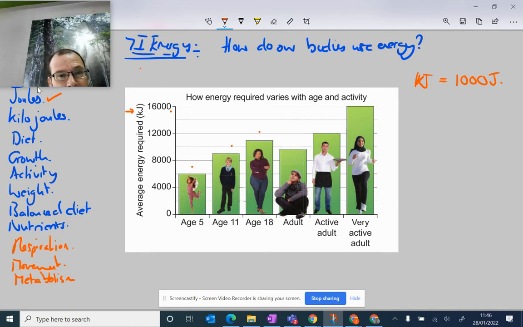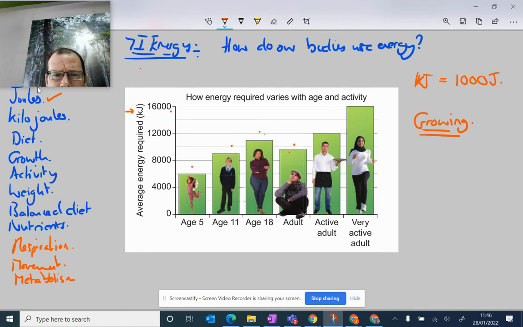And generally, as we get older, or we have more cells, age 5, age 11, age 18, the number of cells in these age groups is increased. So actually we require more energy as we are growing. So to grow requires more energy. The bigger you are as well, the more energy you do require. However, you can see age 18, we're actually an adult, almost, and you kind of stop growing at this point.